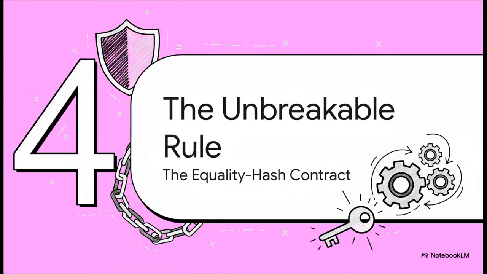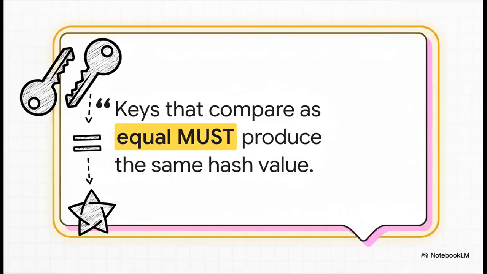Okay, so we've talked about collisions and we've talked about crowding, but there is one fundamental rule, an unbreakable law that the entire idea of a hash table is built on. And if you break this rule, honestly, nothing else we've discussed even matters. And here it is. This is the golden rule. Keys that compare as equal must produce the same hash value. That's it. It's a non-negotiable contract. Your definition of equal and your hash function have to be perfectly in sync.